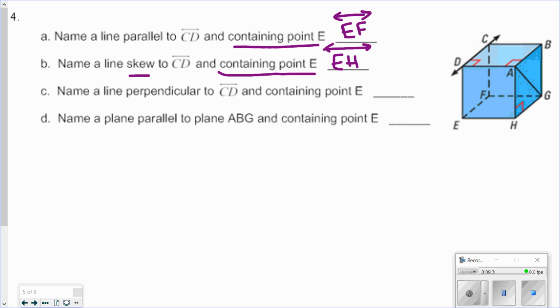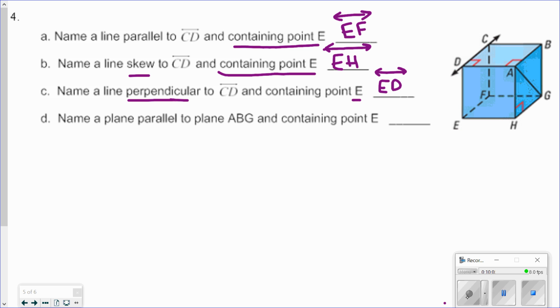Name a line perpendicular to line CD containing point E. Remember, perpendicular means they cross at a 90-degree angle. So CD here, and it would contain point E. So the only line that would work here would be line ED. And even though we do not see a 90-degree angle here, we see one here. So if that angle is 90 degrees, our two lines would also cross at a 90-degree angle.